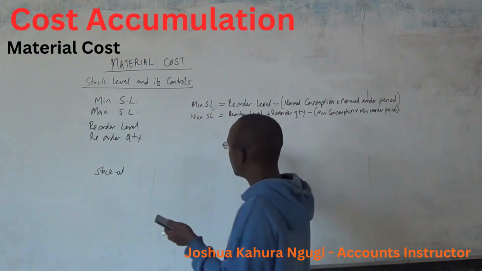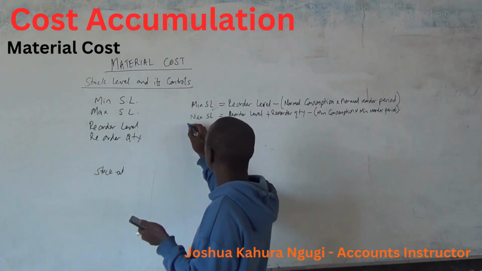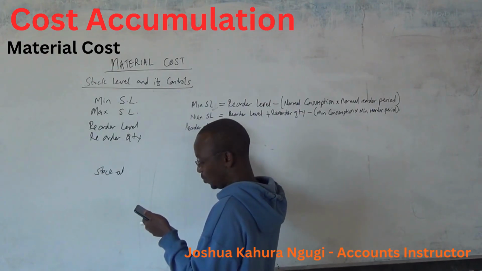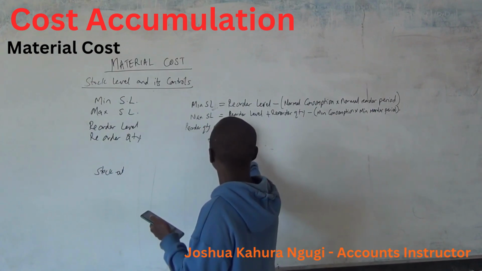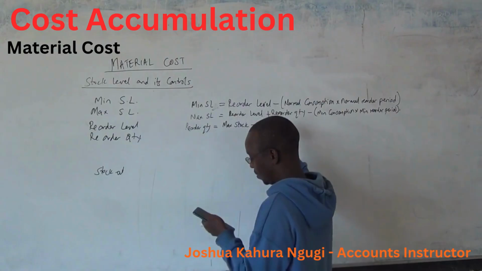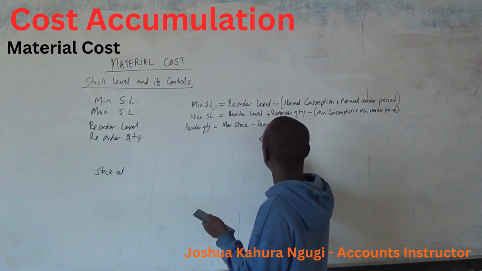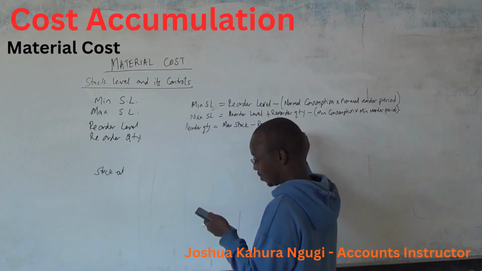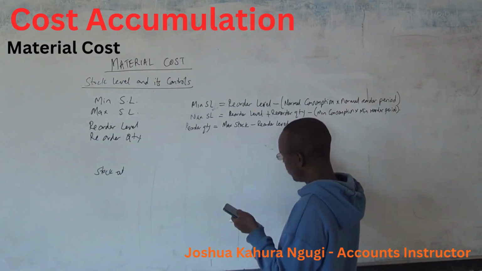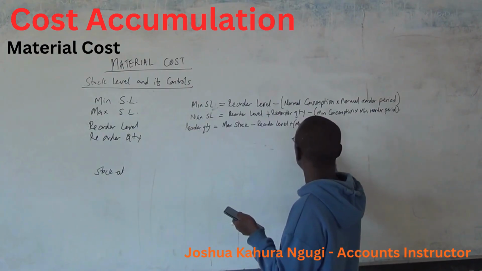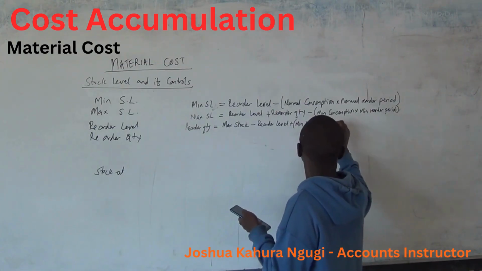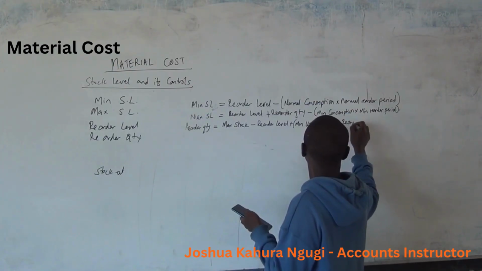So our order quantity is equal to maximum stock minus reorder level plus minimum usage times minimum reorder period.